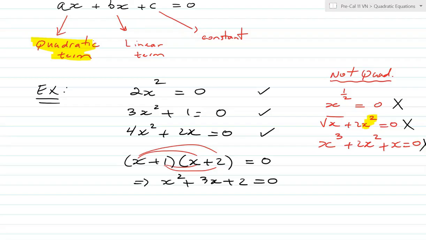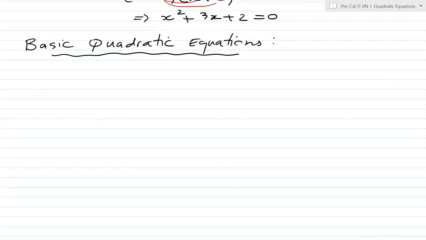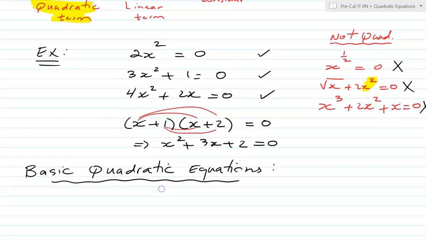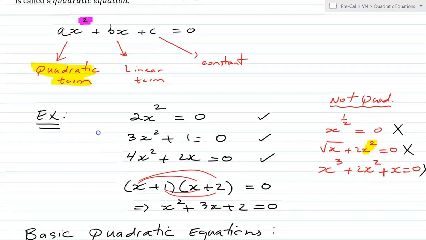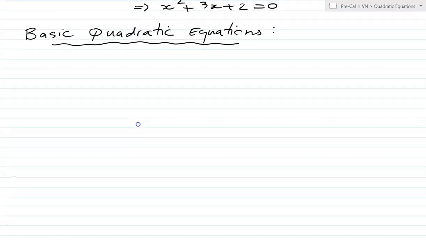Okay, simple as that. Those are the examples of quadratic and not quadratic. Okay, let's look at some of the basic forms of quadratic equations, very basic ones. We call them basic because they don't have the linear term or the constant term is 0. So some of them don't have bx, and c is 0. So let's look at them and then let's go ahead and solve.